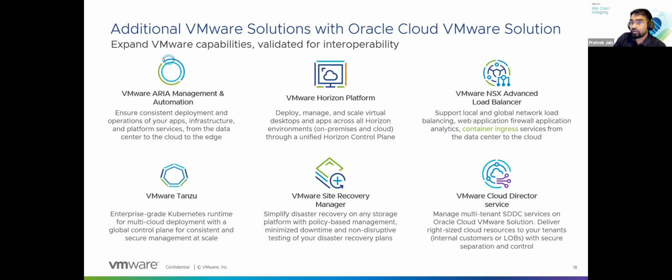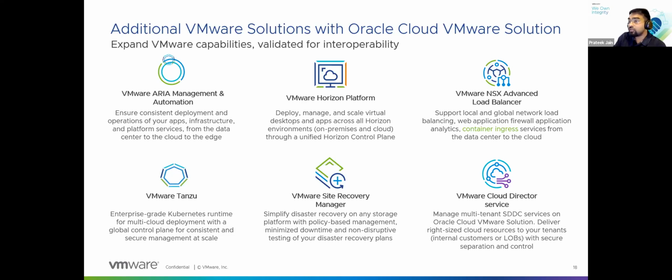Then you have the VMware Horizon platform. You can integrate your on-premise Horizon deployments to your OCVS SDDC and load balance your Horizon workloads from on-premise to cloud. You can build up a new environment of Horizon in the OCVS SDDC itself and have any amount of apps, devices, and desktops scaled and managed in the cloud. Then you have AVI load balancer, the NSX advanced load balancer, which is available in OCVS. Tanzu is there for application modernization and running enterprise grade Kubernetes runtime applications.